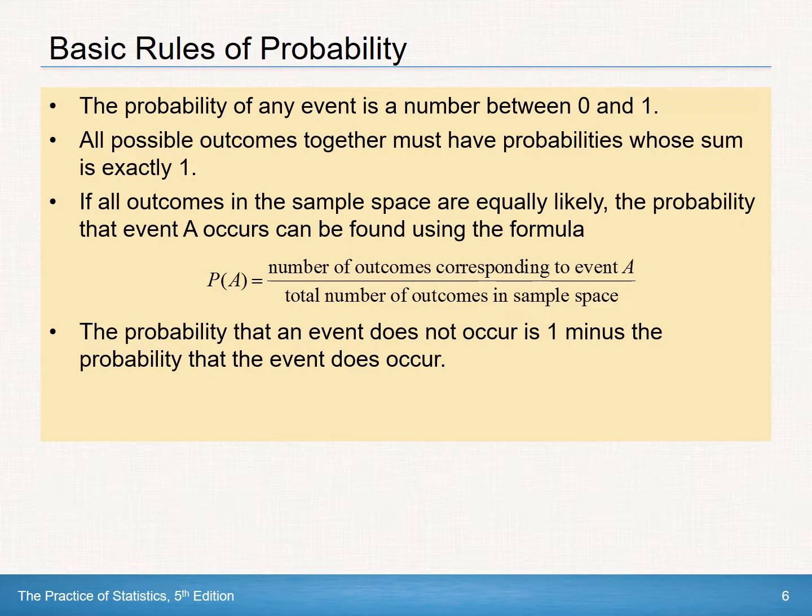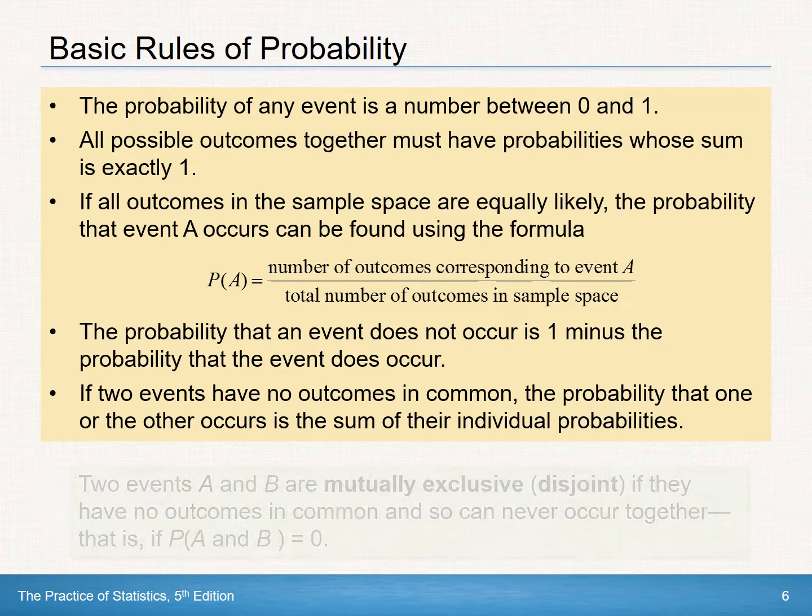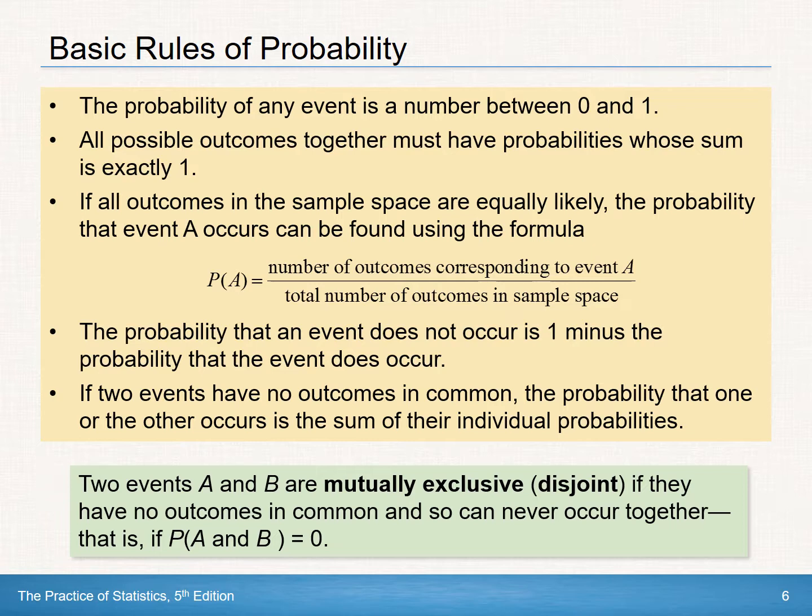The probability that an event does not occur is 1 minus the probability that the event does occur. And if two events have no outcomes in common, the probability that one or the other occurs is the sum of their individual probabilities. So, two events, A and B, are mutually exclusive, sometimes called disjoint, if they have no outcomes in common. So that means that they never occur together. So the probability of A and B happening would be 0. Event A would never occur along with event B.